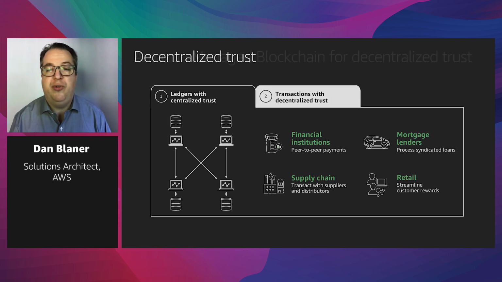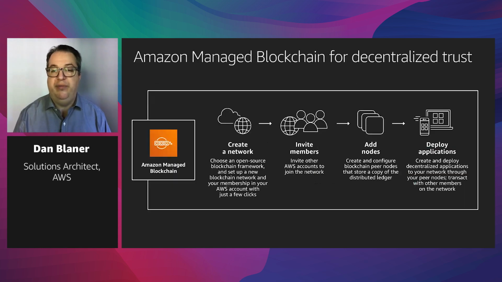For these customers, we created Amazon Managed Blockchain, a fully managed service that makes running blockchains on Hyperledger Fabric and Ethereum easy. With Amazon Managed Blockchain, you can create your network in minutes. Inviting other members to the network is easy and programmatic. You use the proposal APIs to invite others. Adding nodes is also easy.